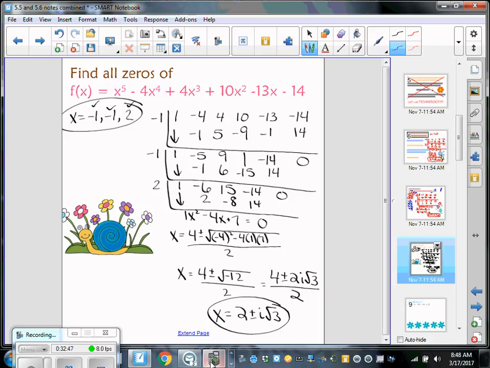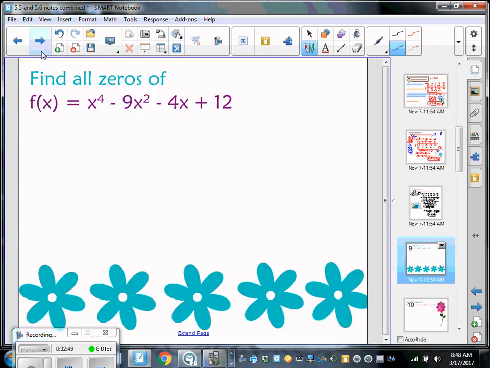Okay. Ready to try another one? How many terms does it have? How many answers will this one have? 4, right? Because my highest exponent's 4. See how important it is to recognize how many answers you should have, though, at the end of all this? It's real easy to forget 1 or 2 of them.